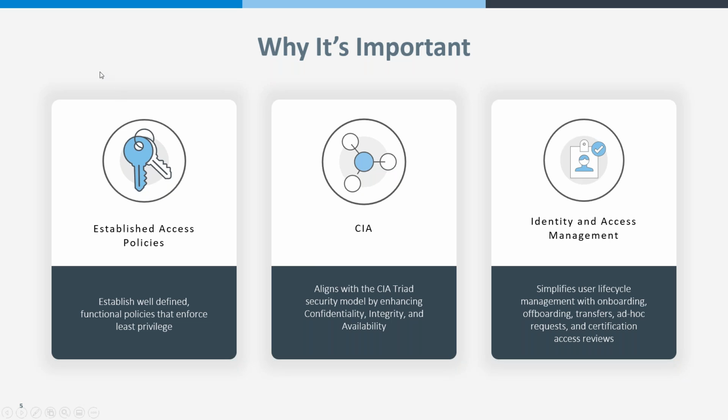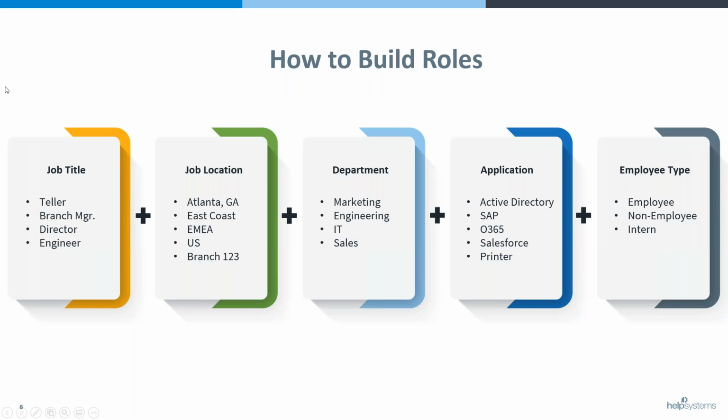So how do we build roles? Roles can be created in different ways. For example: job title, job location, department, application, employee type. For new hires or onboarding: job title, job location, employee type, and department. These are all common ways that we can determine from, say, HR data, what the new user should get automatically.